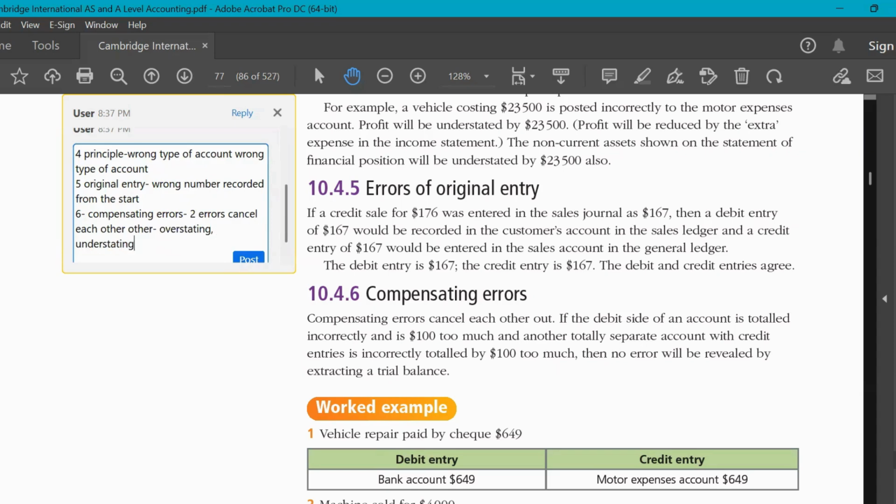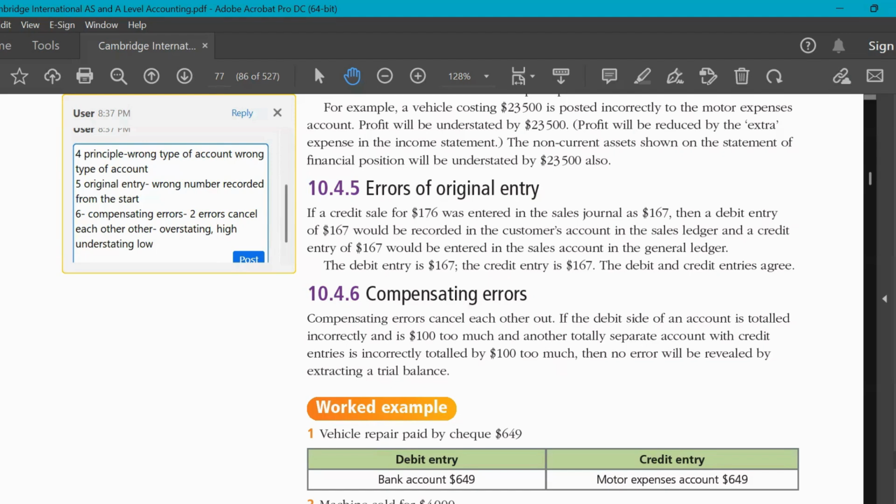So when you say overstating, you need to say one side of the account is high, and then understating is one account is low. Okay, and then yes, or low or lacking. So for example, there's an extra.